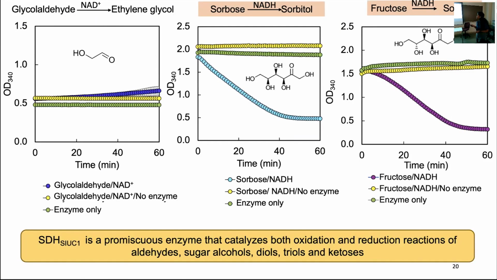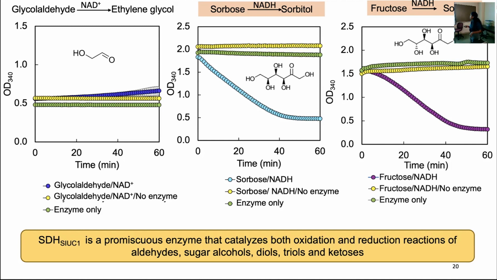And here, this is an aldehyde, glycolaldehyde, that can be converted into ethylene glycol by NADH in the presence of NAD plus in the reaction mixture. Those two are fructose and sorbose. Those are ketoses, and they needed NADH in the reaction mixture for their conversion. So these results indicated that STH-SiUC1 is a promiscuous enzyme in terms of its ability to do oxidation and reduction reactions, where it converts aldehydes, sugar alcohols, diols and triols, and ketoses into their products.